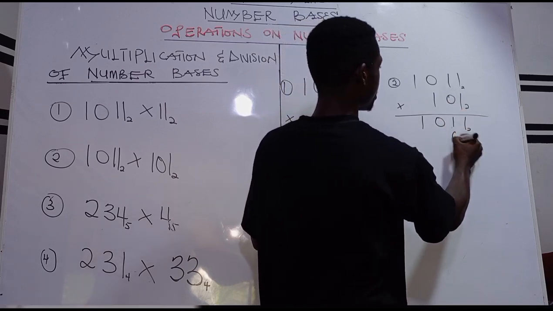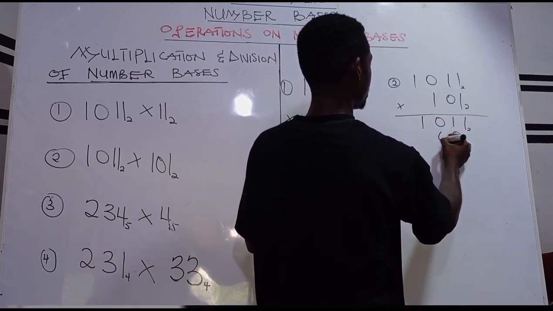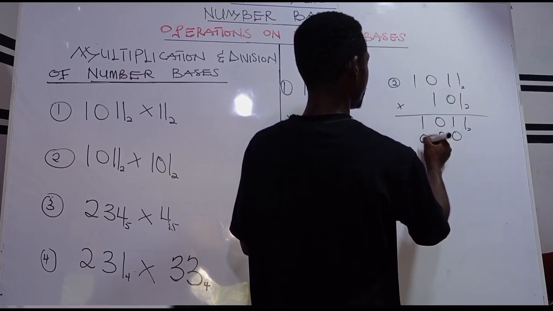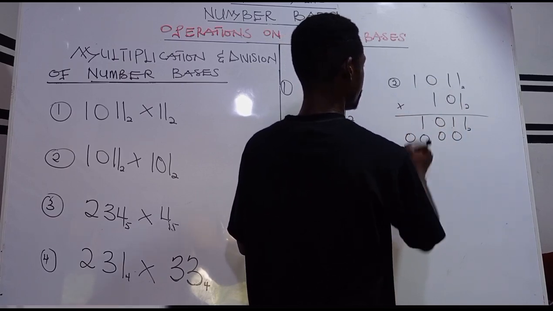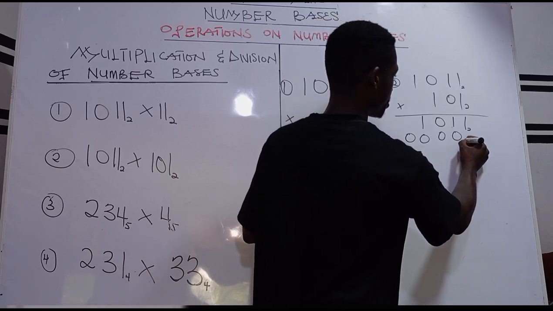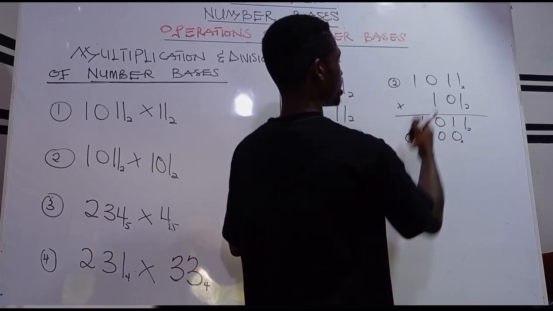0 times 1 will give us 0. We are still working in base 2. We move on to the next digit.